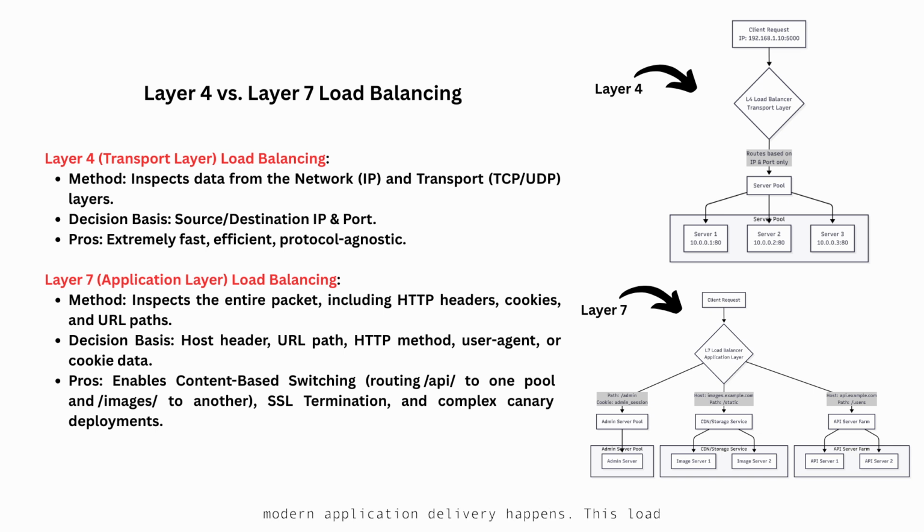L7 is where modern application delivery happens. This load balancer acts as a reverse proxy, fully terminating the connection so it can read the entire HTTP request. This allows for powerful features like context-based switching, where you can send requests for your user API to one set of servers and requests for static images to another, all from the same public endpoint. Furthermore, by handling SSL termination, the load balancer offloads the CPU-intensive task from your backend servers, allowing them to focus entirely on application logic. This fundamental difference is the basis for architecting highly specialized and performant microservice infrastructures.